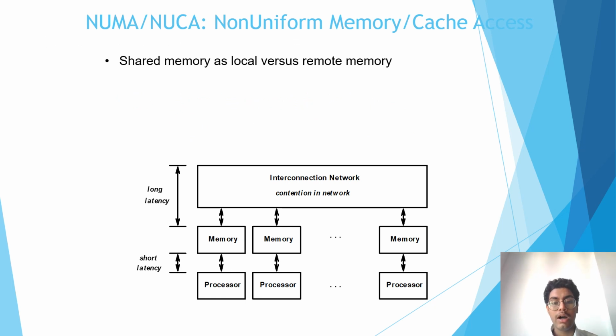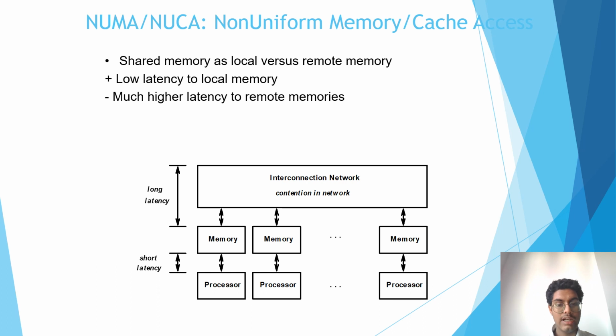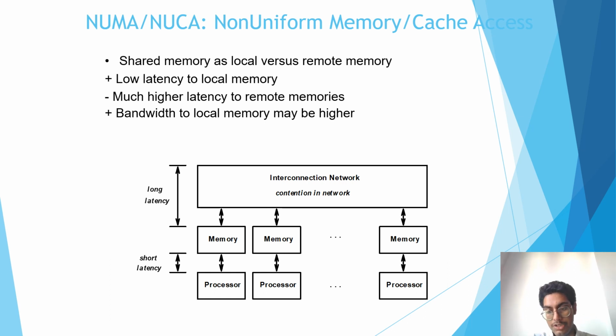So what is NUMA? Why do we say NUMA? Because we can say non-uniform memory or cache access. With shared memory as local versus remote memory, you can see the latency between memory and the interconnection network is long, whereas to the local memory of the processors it is short. It is much higher latency to remote memory, as I gave you the example. The bandwidth to local memory may be higher. Bandwidth is the speed of data transmission, as we know.